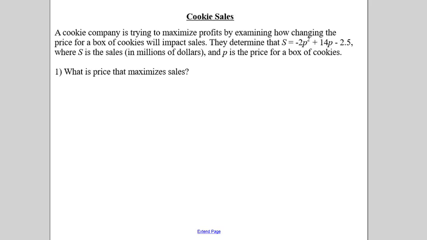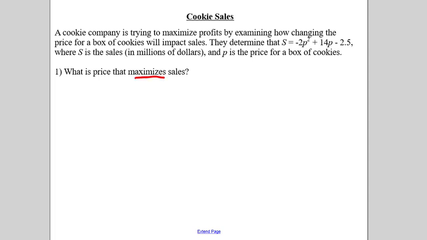Right, so a cookie company is trying to maximize profits by examining how changing the price of the cookies will impact sales. So they determined that S equals negative 2p squared plus 14p minus 2.5 is that equation, where S is the sales in millions of dollars and p is the price of the box of cookies. And anyone know what maximizes sales?